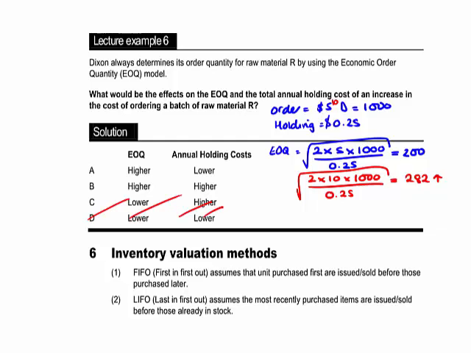So I automatically know that now it must be A or B. What's going to happen to the holding costs? Well, I've gone from holding 200 units to 282 units as the EOQ. So what's going to happen when you hold more units is that the holding costs are also going to be higher. So the answer to this question is going to be B.